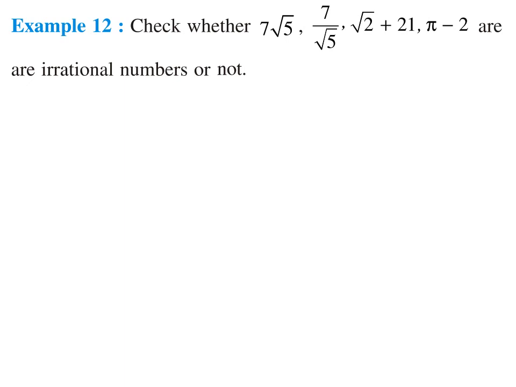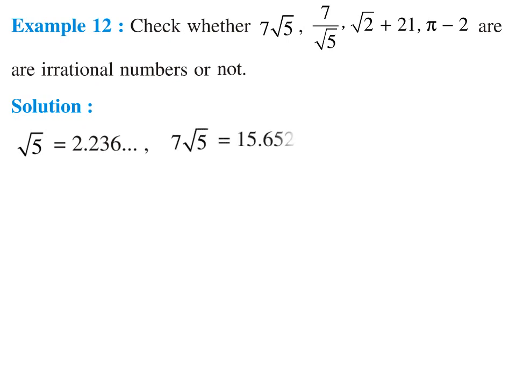So by default, we can directly say all numbers are irrational numbers, but we have to check via decimal properties. So the solution of this question will be, first of all, the decimal expansion of root 5 will become 2.236 up to infinite, non-repetitive, non-terminating decimal expansion. So you have to multiply it by 7. So 7 root 5 will become 14.6252 up to infinite. So the decimal expansion is non-terminating, non-recurring. So that's why it is an irrational number.